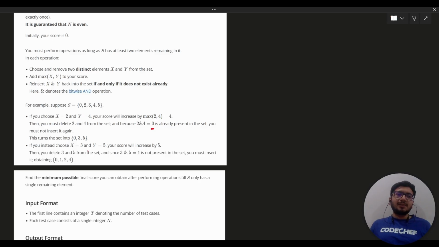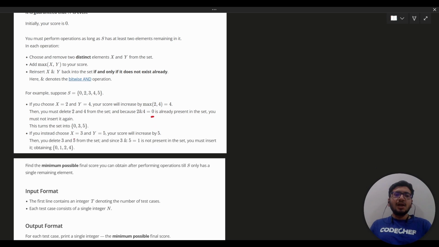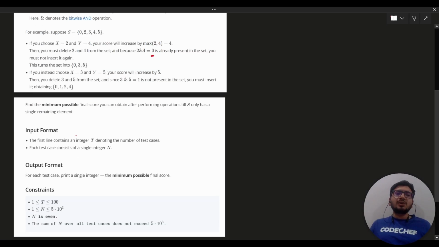So for example, if our set is now, let's say, 0, 3 and 5, and now we choose 3 and 5. Now again the score will increase by 5 because that is the maximum. But if we take the bitwise AND of 3 and 5, that is 1. Since 1 is not present, we will put it back into the set. Now we need to find out the minimum possible final score that we can obtain after performing operations until there remains a single element.